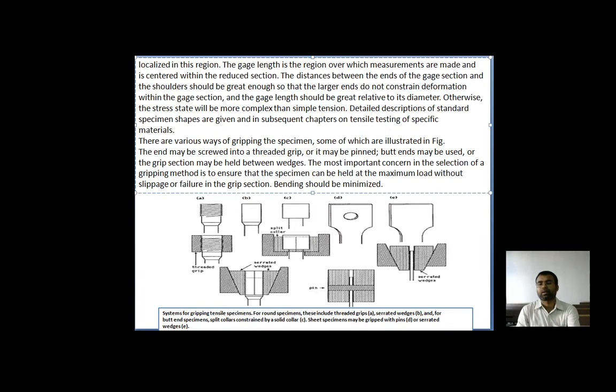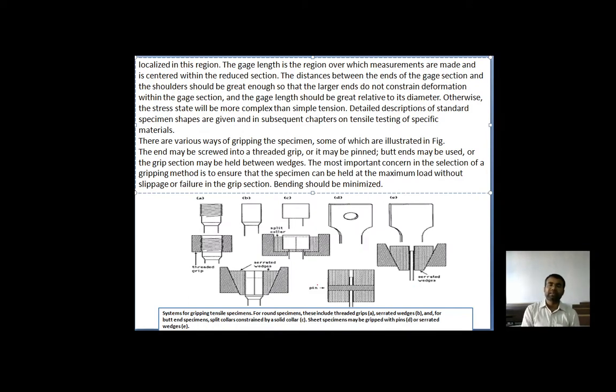So localizing this region, the gauge length is the region over which the measurements are made, and it is centered within the reduced section. The distance between the end of the gauge section and the shoulder should be great enough so that the larger ends do not constrain deformation. And that's why there are various ways of gripping this particular specimen. So there are various ways of gripping the specimen, some of which are illustrated in this figure.